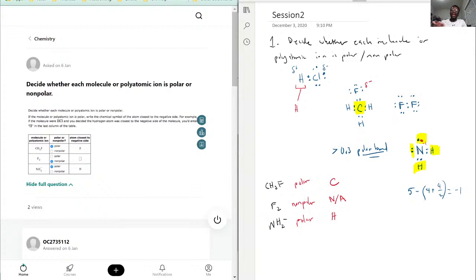Okay, and the last part, just the atom close to the negative side. With that, just make sure that you always attribute the negative side to the one that has the greater electronegativity. Okay, and if there's a big enough difference, that's when you say, okay, this is just more negative. All right, so that is how we solved that question.